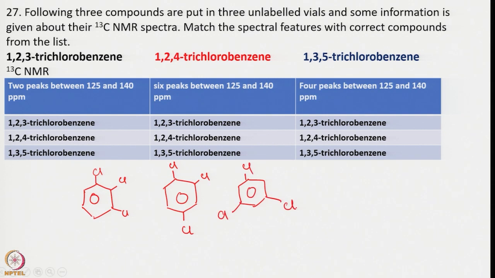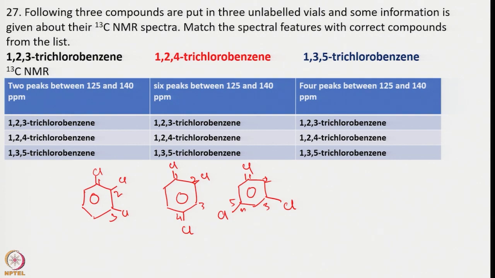So I have written all three substituted chlorobenzenes here. It is 1, 2, 3 here. It is 1, 2, 4 here. It is 1, 3, 5 here. So now, what is the question here? Two peaks between 125 to 140. So we have to identify.